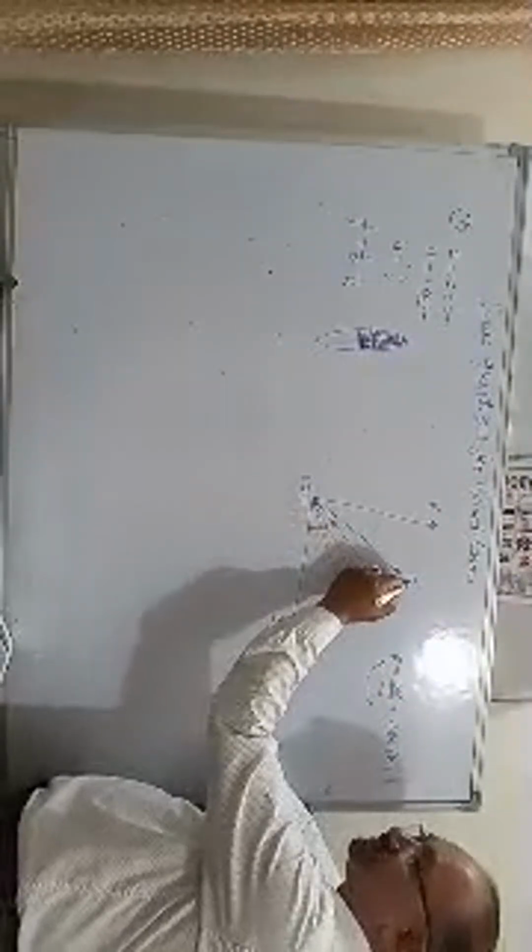So P has more slope, so it has more resistance. Less slope means less resistance. Okay, clear? Any doubt? This is very important, student.